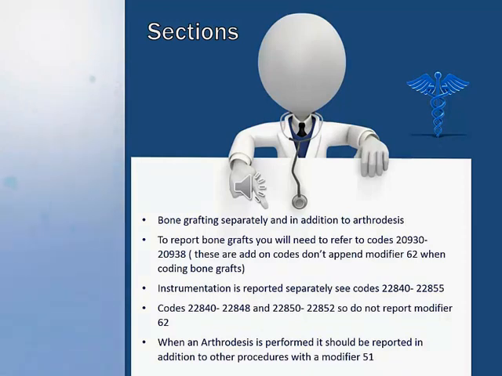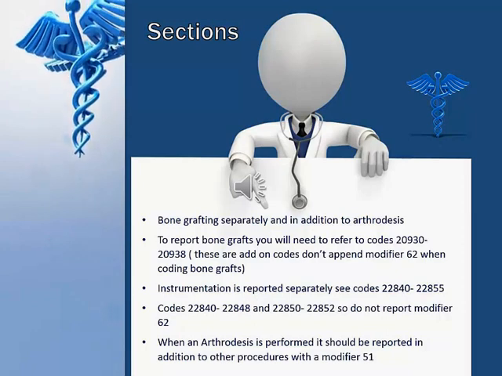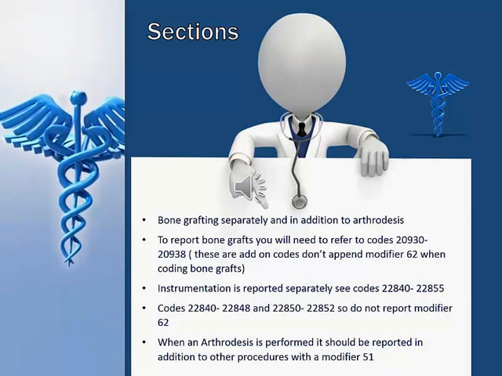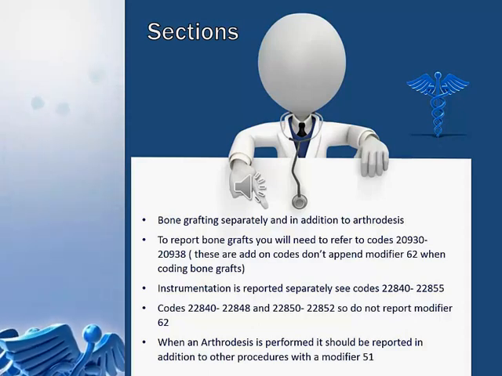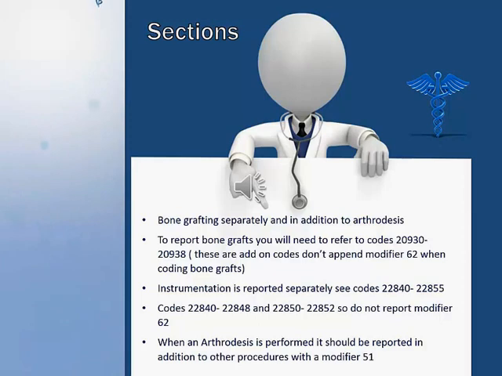No 62. When an arthrodesis is performed in conjunction with other procedures, a modifier 51 will be added to the arthrodesis code. For example, if a fracture repair is done and an arthrodesis is done with that fracture repair, you would code the fracture repair and the arthrodesis with the modifier 51.